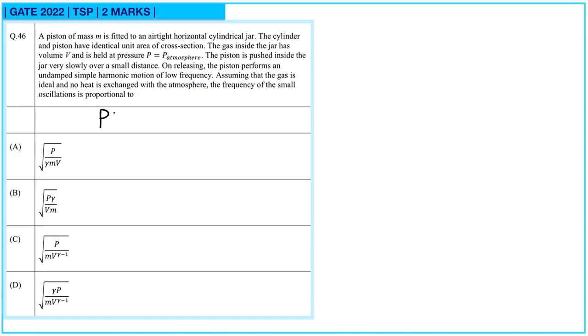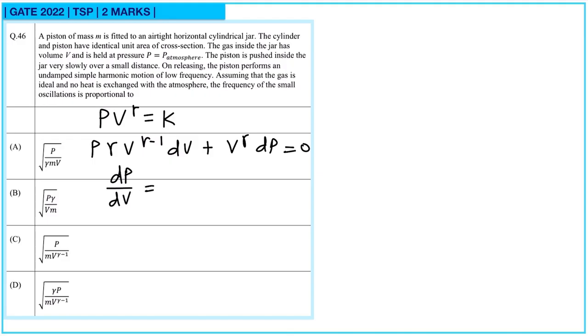Now for this gas, we have PV raised to gamma is equal to some constant. So let us differentiate this. Then we will have P into gamma V raised to gamma minus 1 dV plus V raised to gamma into dP, which is equal to 0. So from here we get dP by dV is equal to minus gamma P V raised to gamma minus 1 upon V raised to gamma, which is equal to minus gamma P by V.